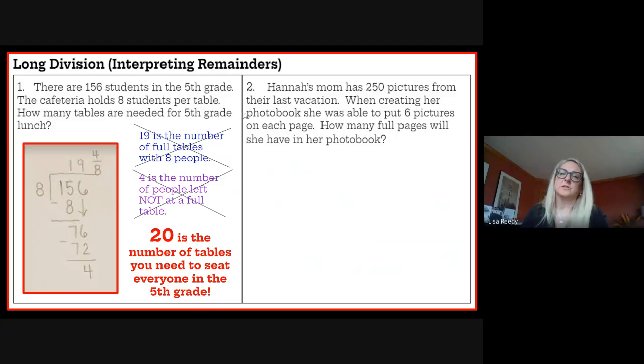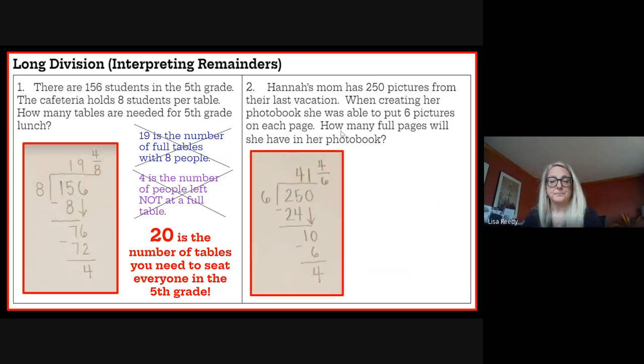Okay, so then let's look at number 2. Hannah's mom had 250 pictures from their last vacation. When creating her photo book, she was able to put 6 pictures on each page. How many full pages will she have in her photo book? Okay, so we're doing 250 divided by 6.